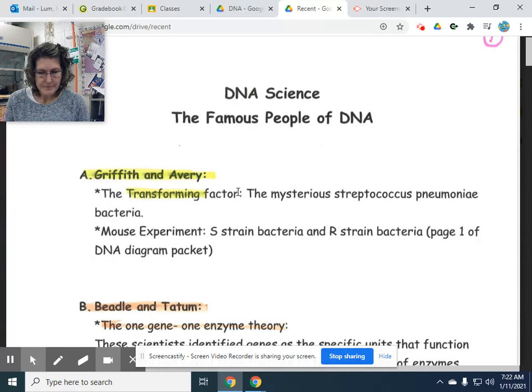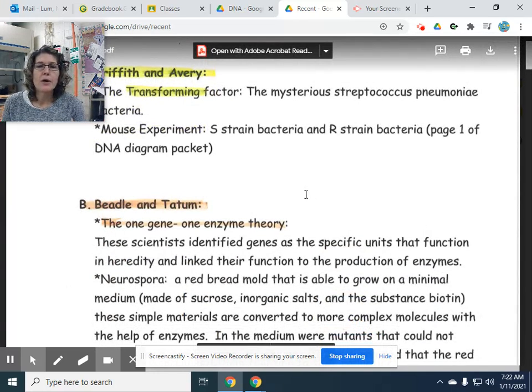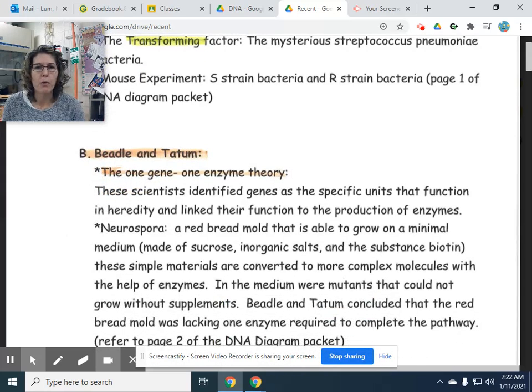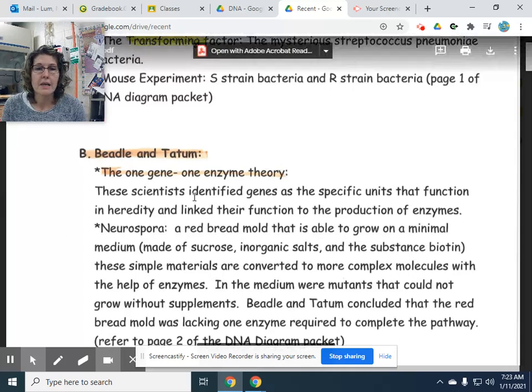So the next one, we have Beadle and Tatum. So you guys may have heard this term before where we talk about one gene, one enzyme theory. And that's something we mention a lot of in first year bio, one gene, one enzyme theory. So these scientists identified genes as specific units that function in heredity. So a segment of your DNA, which codes for a protein or a trait. So that segment of your DNA is a gene. That gene, that segment of DNA, is going to code for one enzyme. And we also know enzymes are proteins. So sometimes you might hear this little theory as the one gene, one protein theory, or the one gene, one enzyme theory. It is the same thing.